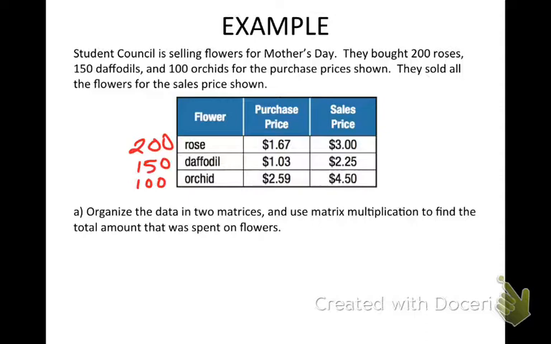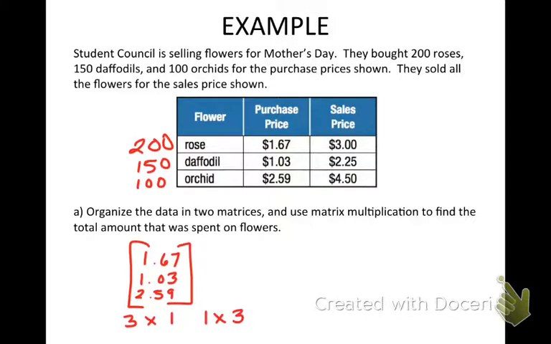So let's go ahead and make a purchase price matrix. I'm going to make it a 3 by 1. So 1.67, 1.03, 2.59. That's a 3 by 1 matrix, which means my second matrix should be how many rows? 1, and since I have 3 things, it's going to be a 1 by 3, right? So turn this data into a 1 by 3 matrix. So 1 row, so 200, 150, 100. All right, 1 by 3.